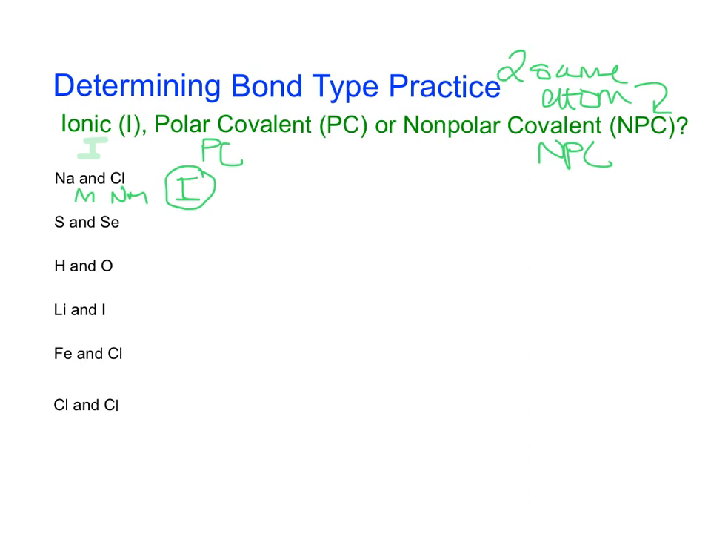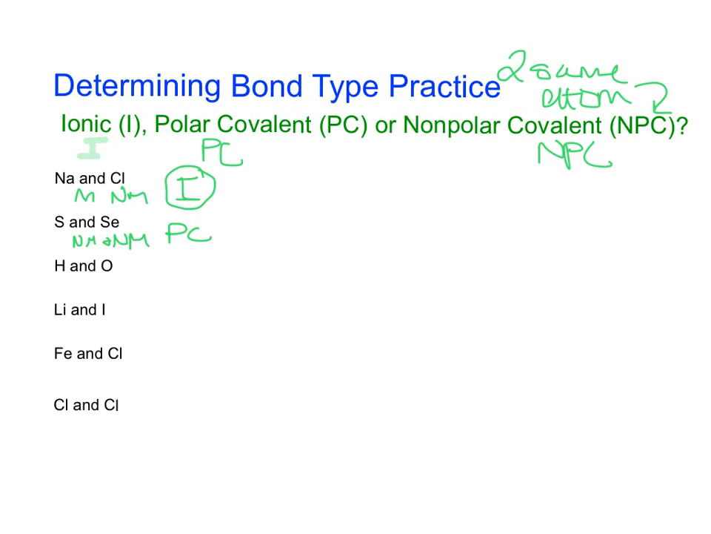Next, we have S and Se. If you look these guys up, they're both nonmetals. So we've got a nonmetal and a nonmetal. This is definitely going to be a covalent bond, but the question is, is it going to be polar covalent or nonpolar covalent? Since those nonmetals are different, it would be considered polar covalent.